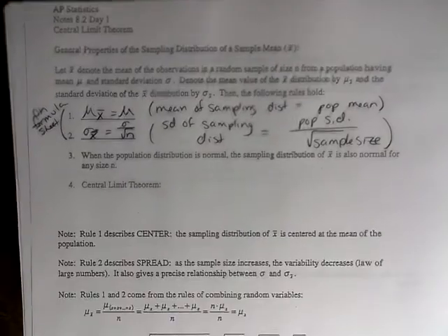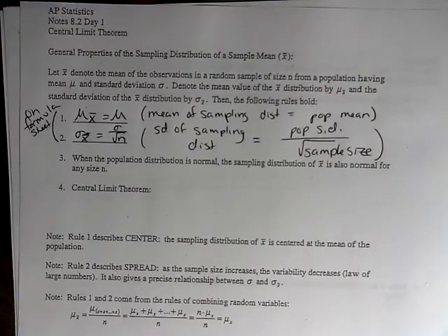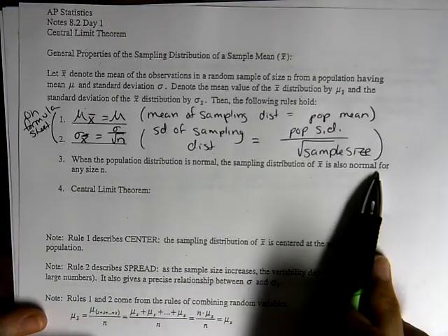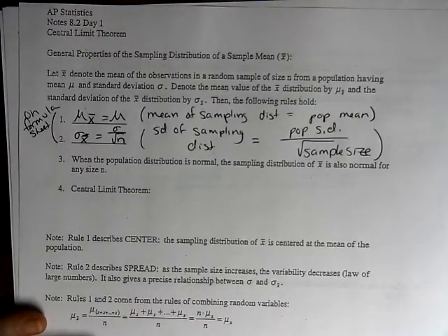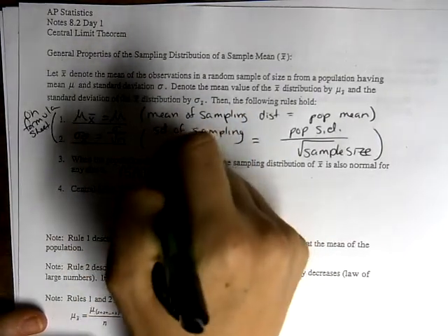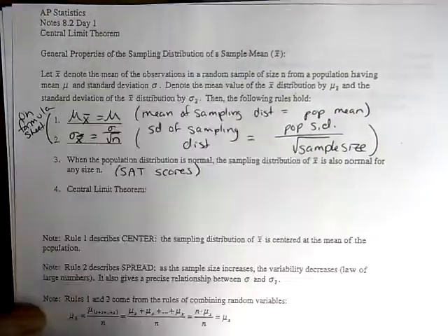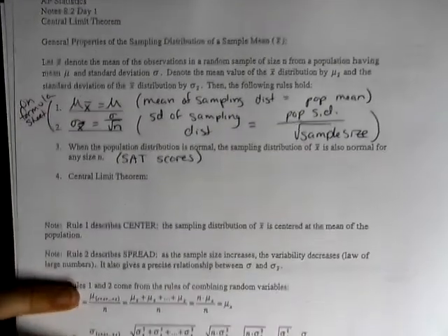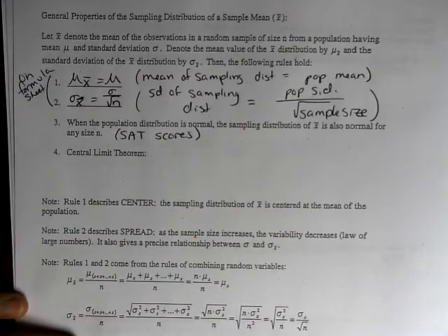Other properties of the sampling distribution: when the population distribution is normal, the sampling distribution is also normal for any sample size. So like SAT scores are a normal distribution. They're a bell curve. So if I take any sample size, I should get a normal distribution. What happens if it's not normal? That's what the central limit theorem says. So we're going to write it out, and then I'm going to talk about it.